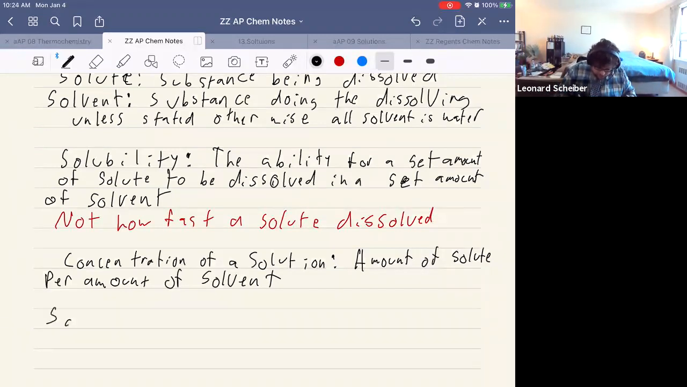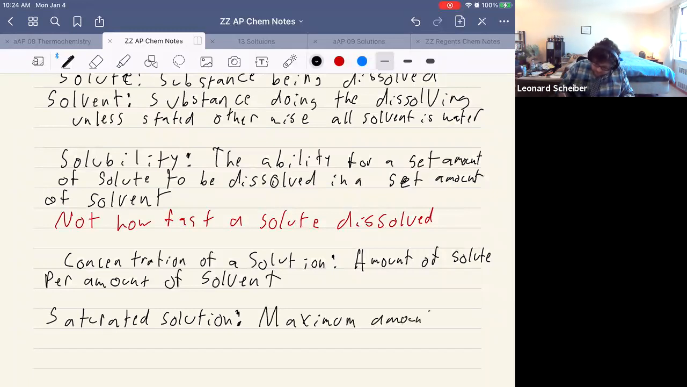First one is called a saturated solution. Now, saturated usually means full of water, but in this case, it's actually that the water is full of the solute. In other words, a saturated solution is a solution that has the maximum amount of solute dissolved.